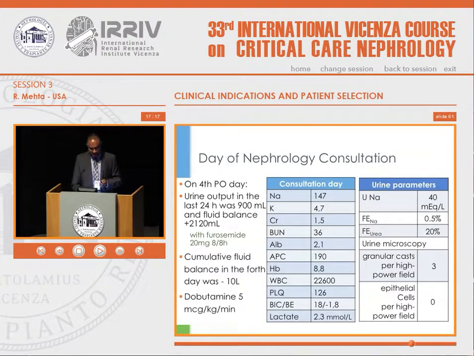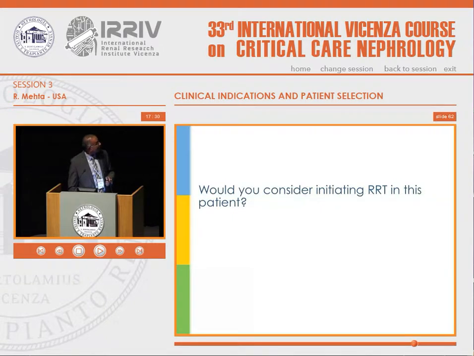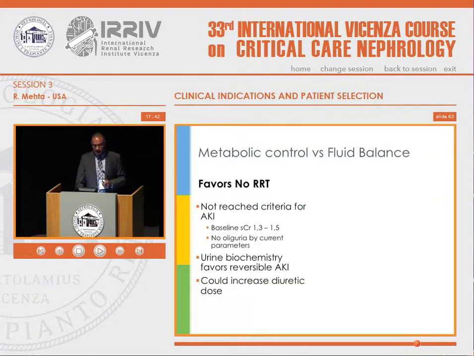On the 4th day, when the nephrology was consulted, these were his values here. His urine microscopy showed granular casts. His white count was still high. His lactate was 2.3. And at this point, I'd just ask you to contemplate and think if any of you would offer dialysis to this patient. Would you please raise your hand if you would? Nobody. Okay. Let's take it one step further.